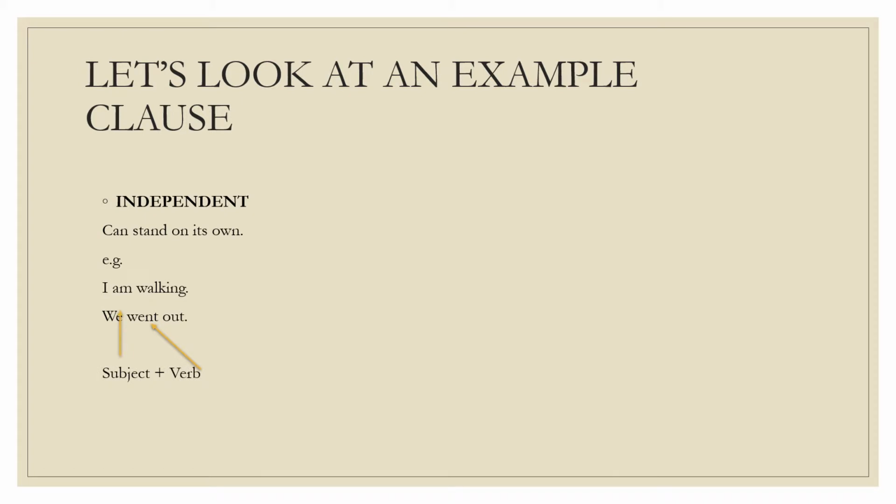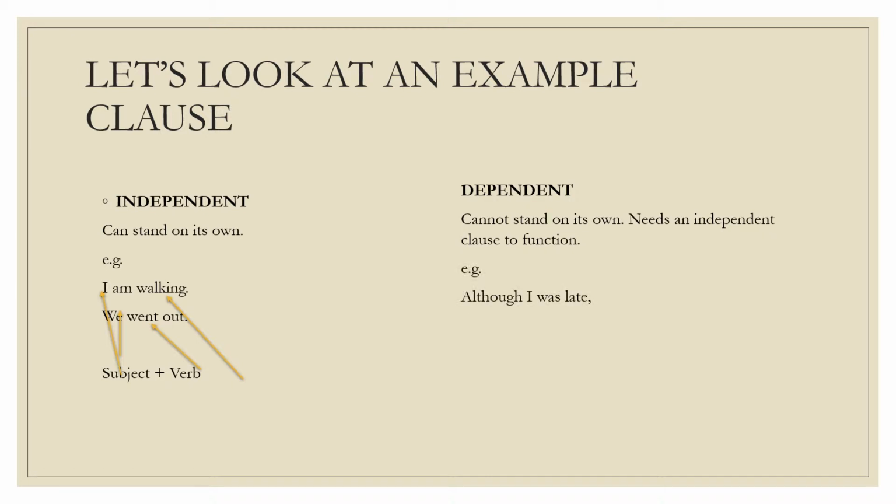Now we have dependent. A dependent clause cannot stand on its own. It needs an independent clause to function. For example, although I was late, whatever you decide, they have a subject and a verb, but they cannot function as their own in a sentence.